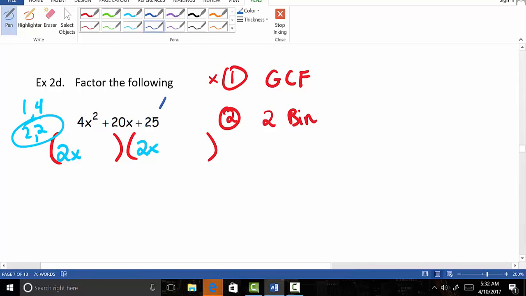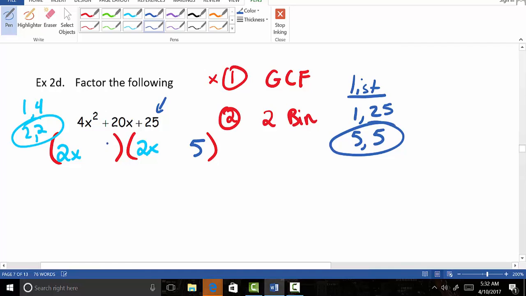Then we're going to move on to our last number, 25. Well, creating a list for the numbers of 25, we have 1 comma 25. We have 5 comma 5, and that's pretty much it. So just looking at these, we're probably again going to go with those two inner numbers, like 5 and 5. Not every time, but we'll give it a shot. Noticing how every single thing in here is positive, that means the factored form also has to all be positive.